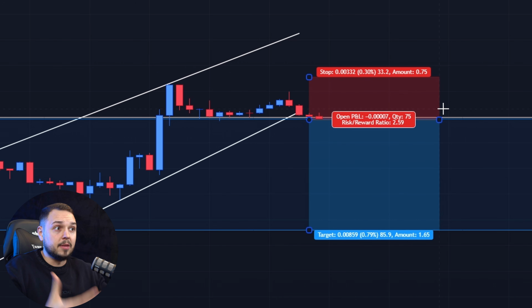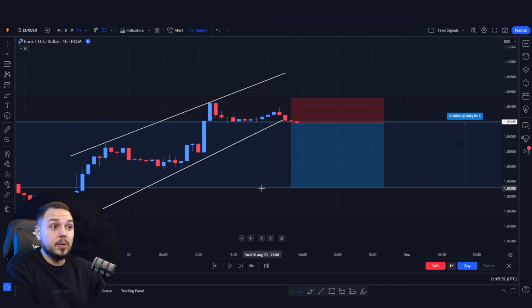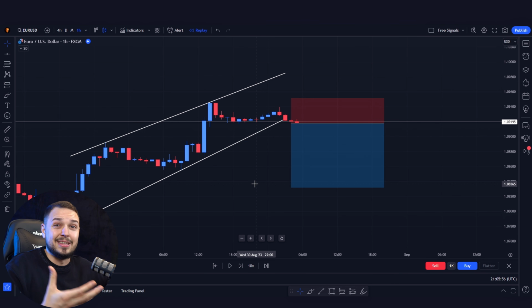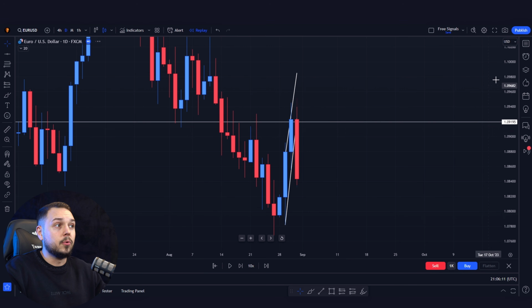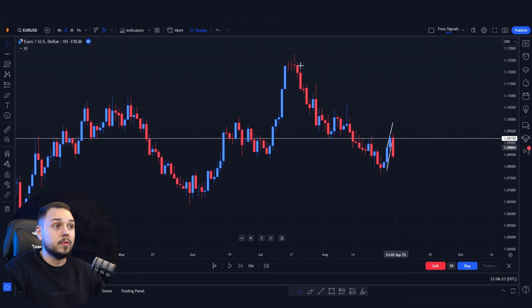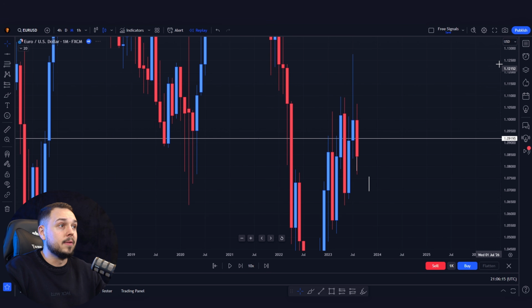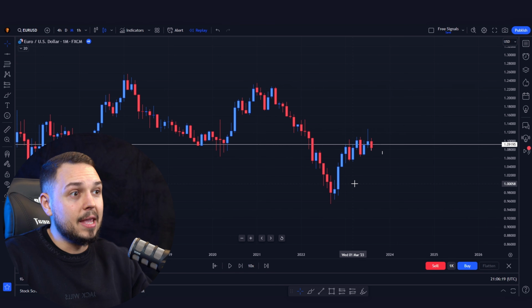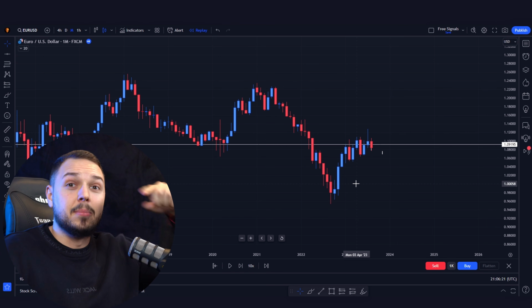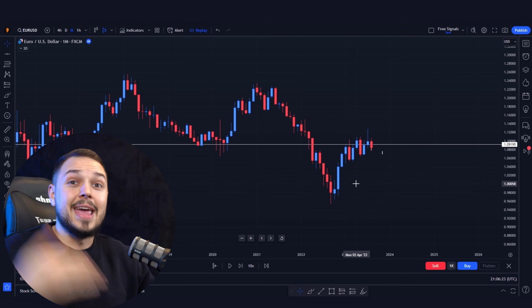You have some space for movement, and this is a 2.59 risk to reward ratio trade, and you don't require any indicators at all as long as the market direction is in your favor. We're looking at euro US dollar. Overall market direction for the euro US dollar is towards the downside, as we can see. Even on the monthly time frame, it has been dropping down. Yes, there was a little spike up, but the overall market direction has been bearish.